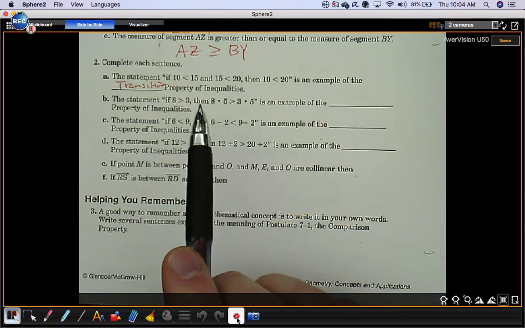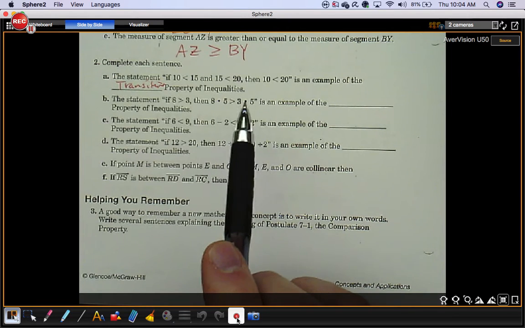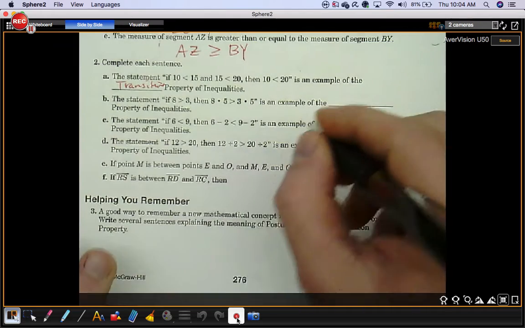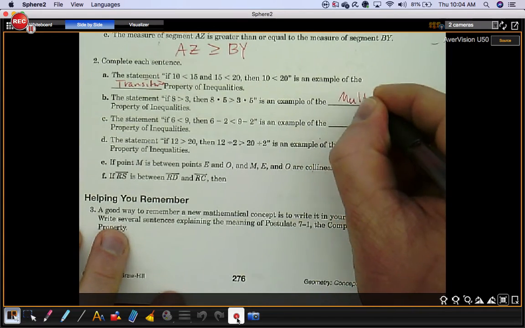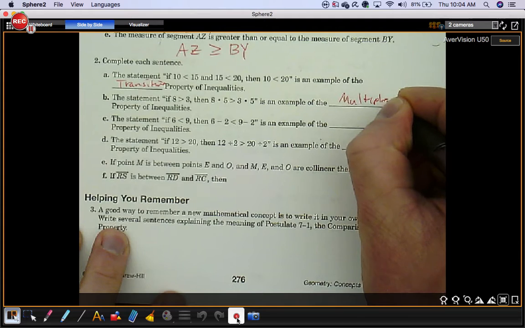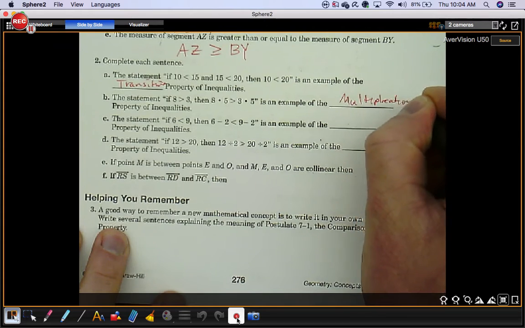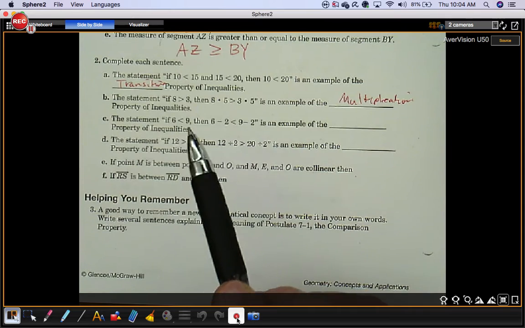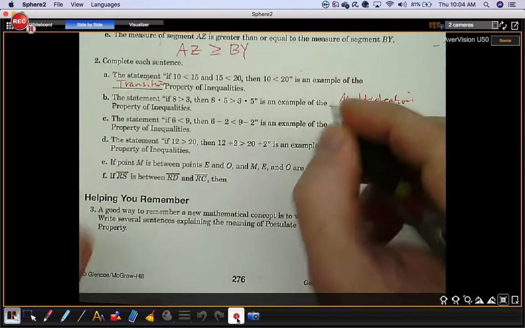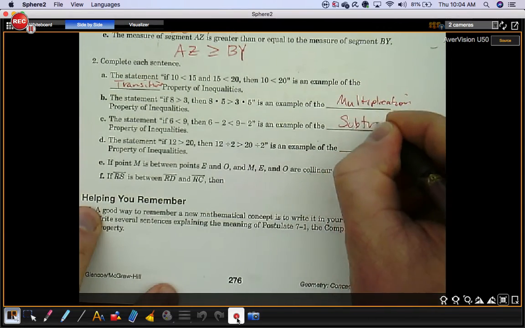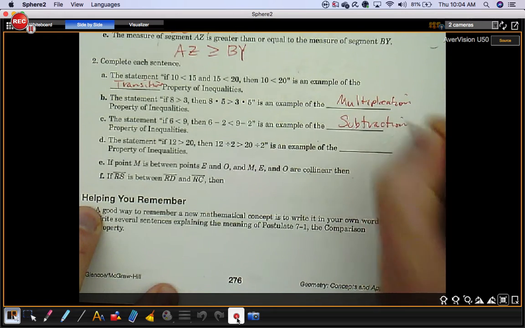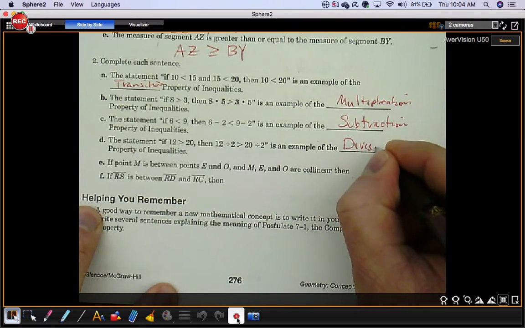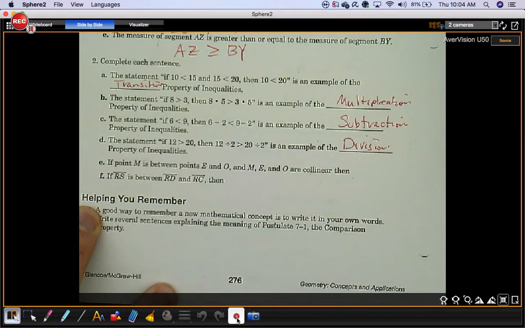8 is bigger than 3, so 8 times 5 is bigger than 3 times 5. We multiplied both sides by 5. So that's the multiplication property of inequalities. Likewise, if you have a subtraction sign, you can subtract something from both sides, or divide from both sides.